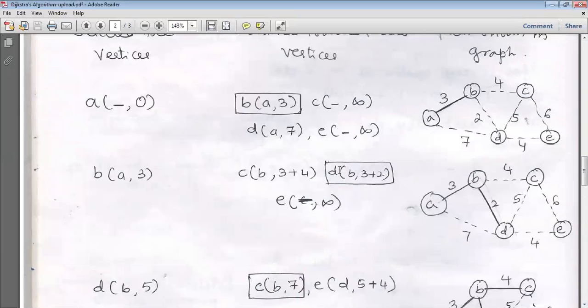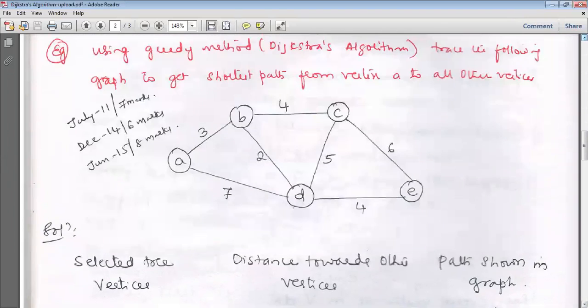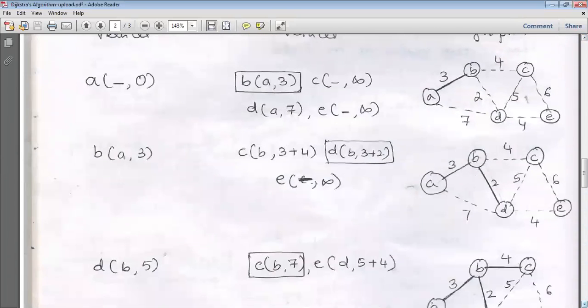Check here. So B to C is done. Then B to D will come. B to D, A to B is 3, B to D is 2, 3 plus 2 is considered. Then from B, I don't have a direct edge to E, so we'll mark it as infinity. Now you can check here. B to C is 7. B to D is 5. Because B to E there is no direct edge, we are marking it as infinity. Among these, 4 plus 3 is 7, and 3 plus 2 is 5, which is the minimum distance. So we'll consider this one.